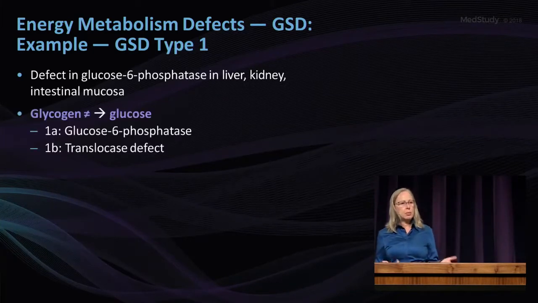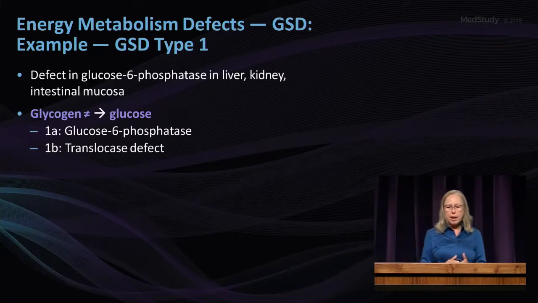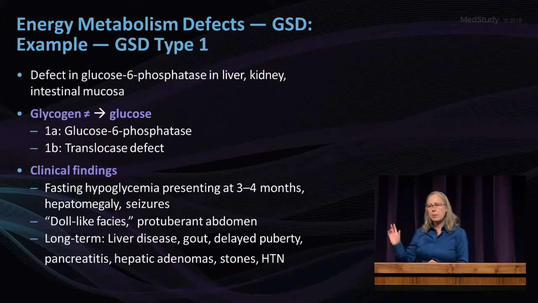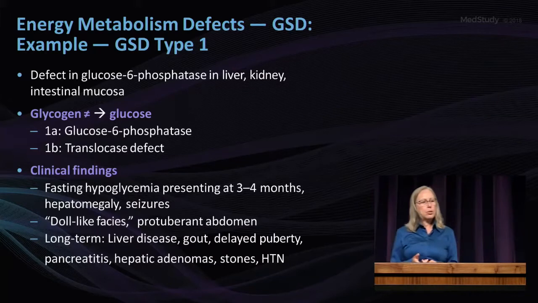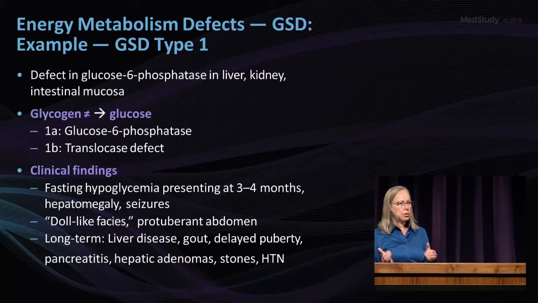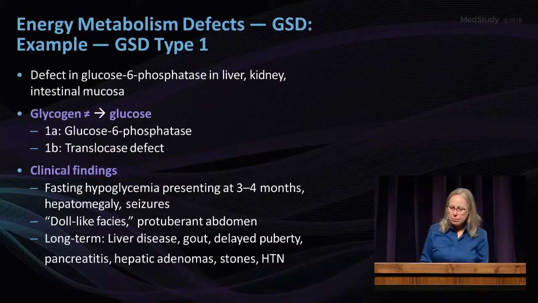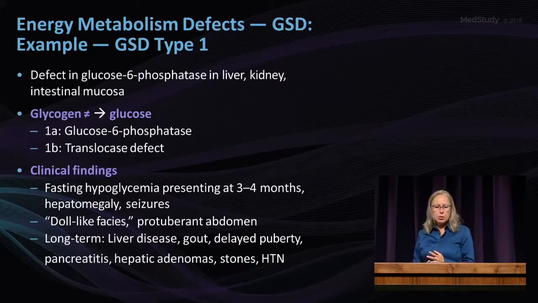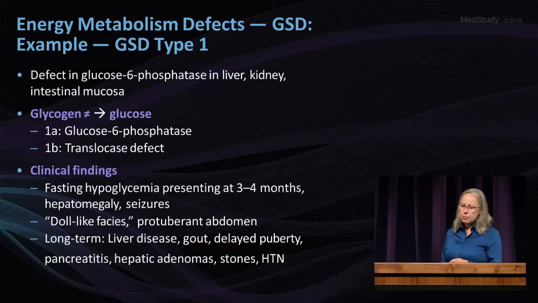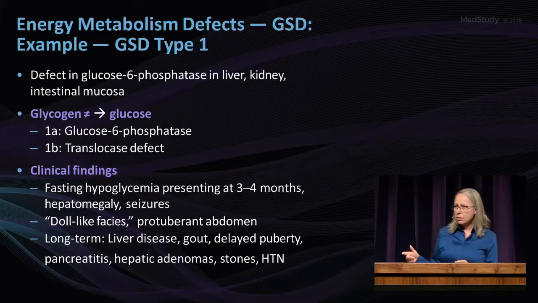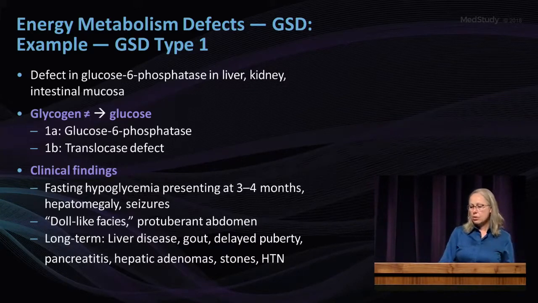You can't get glycogen back out for your short-term fast. The 1B is actually a translocase defect. You get a fasting hypoglycemia presenting at about 3 to 4 months of age, right when you stop feeding the kids every 2 to 4 hours. You're expecting them to start to sleep through the night, go a little bit longer between those feeds. They can present with hepatomegaly and seizures, doll-like facial features, protuberant abdomen, and long-term they have liver disease, gout, delayed puberty, pancreatitis, hepatic adenomas, renal stones, and hypertension.